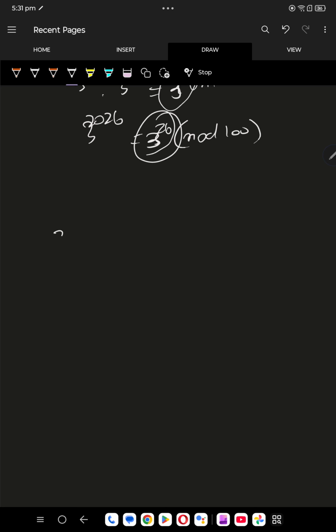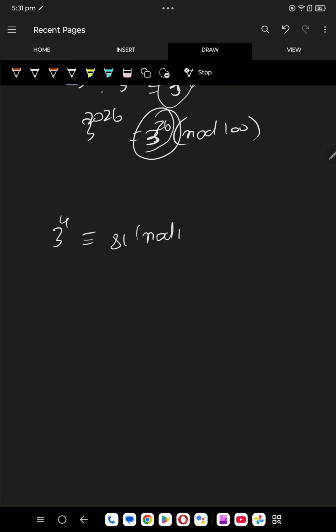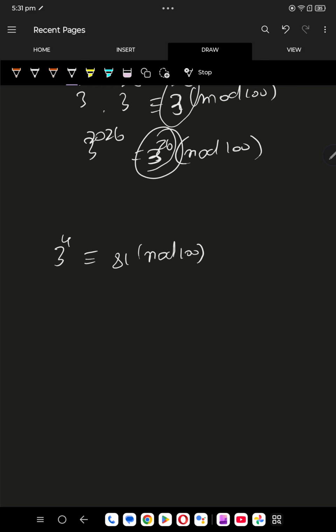Suppose I'll take 3 power 4 and show you. 3 power 4 is congruent to 81 mod 100. Now we want 26, but 3 power 4 into 7 is going to become basically what?